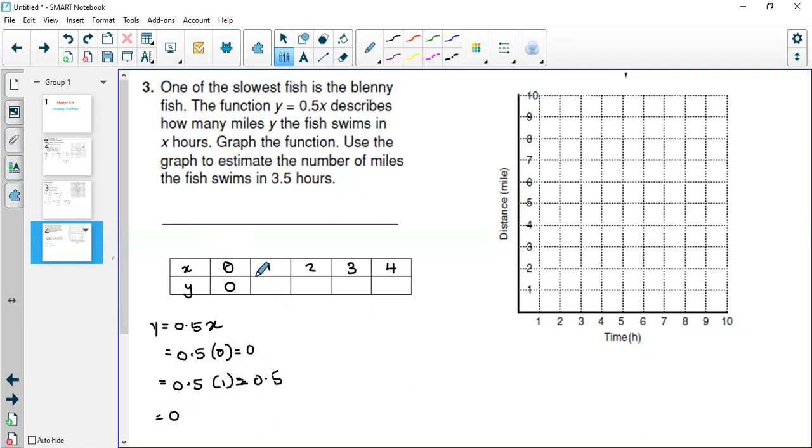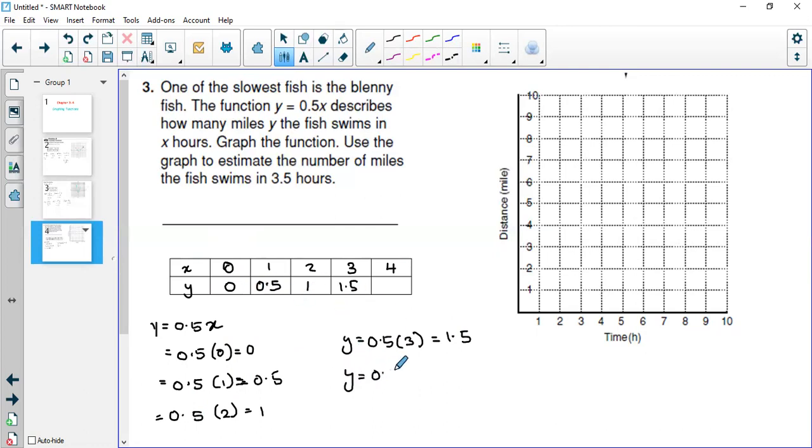So next is 0.5 multiplied by 2. That would give you a 1. The same way, complete for all the remaining numbers on the table. y is equal to 0.5 multiplied by 3, which is going to give you 1.5. So it's almost like a pattern. If you see, it's increasing by 0.5 each time.